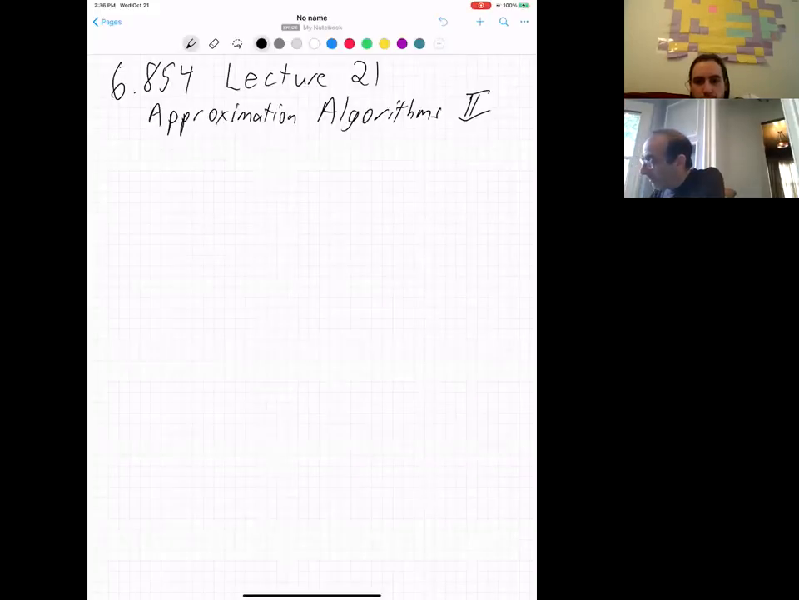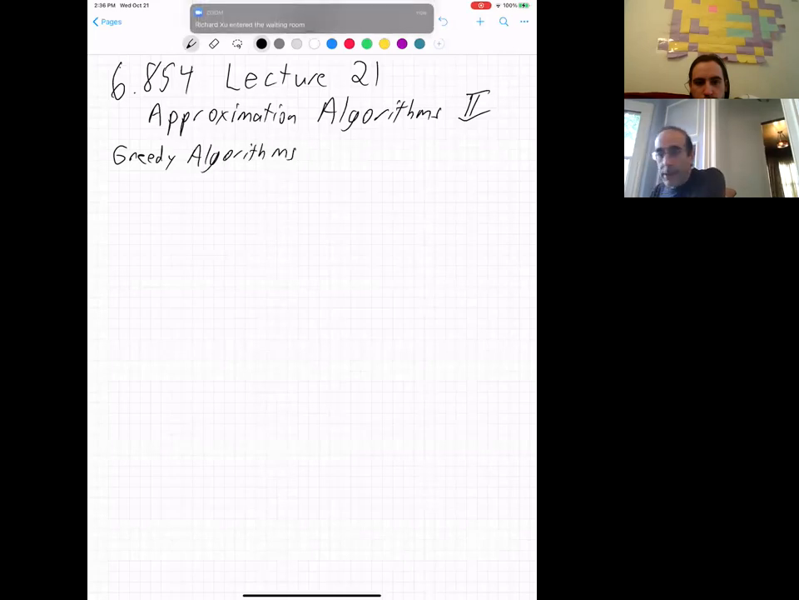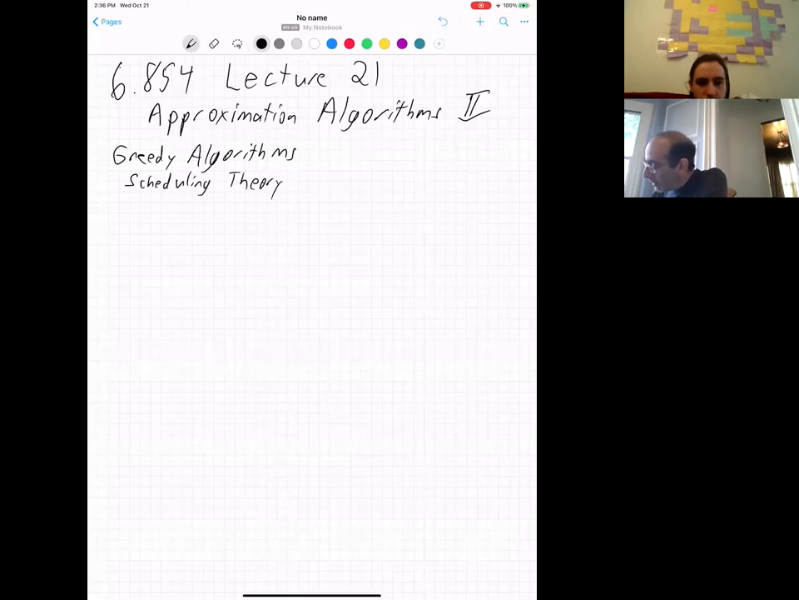Pick up again with approximation algorithms. If you recall, we were in the middle of talking about greedy algorithms. And I had just introduced you to the domain of scheduling theory, where a problem is specified by a machine type followed by a set of constraints followed by an objective function.